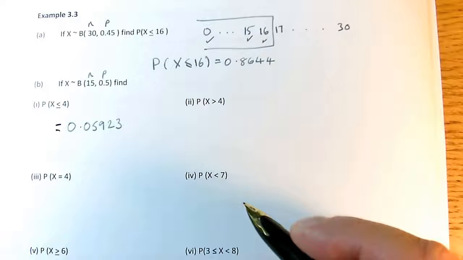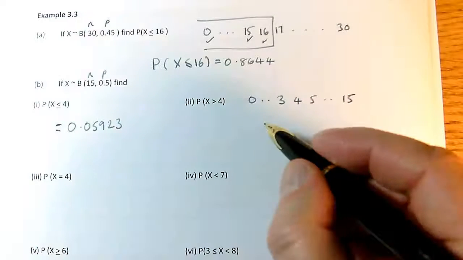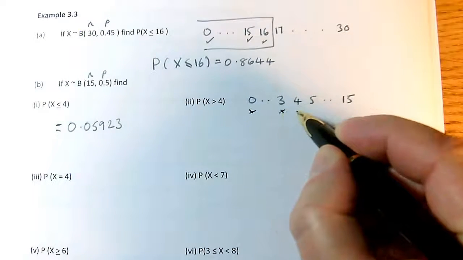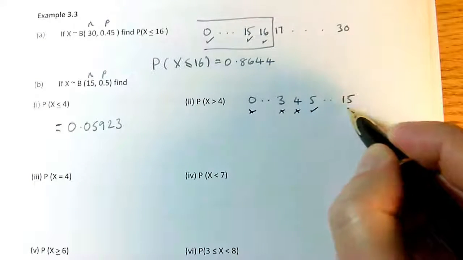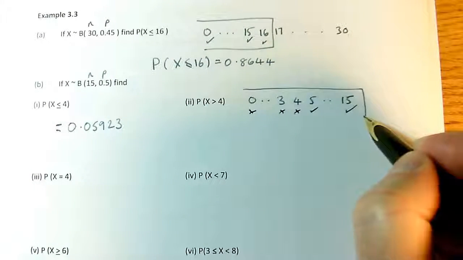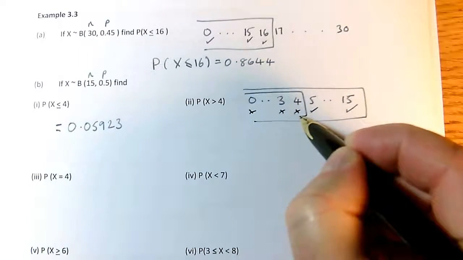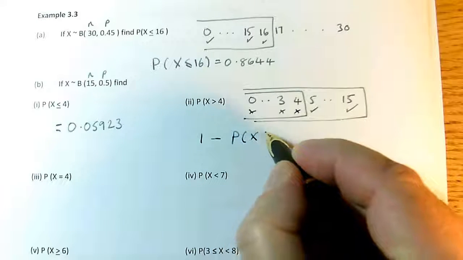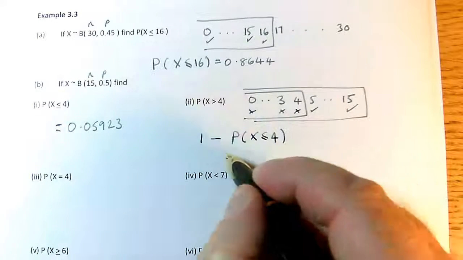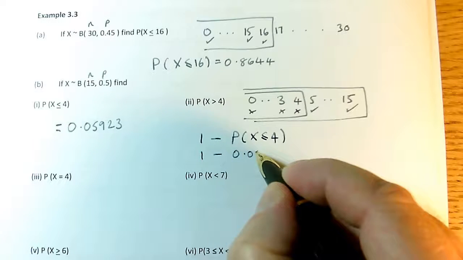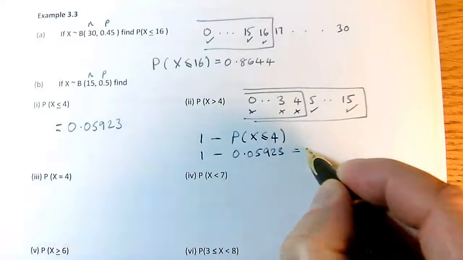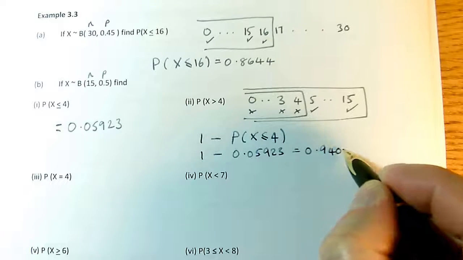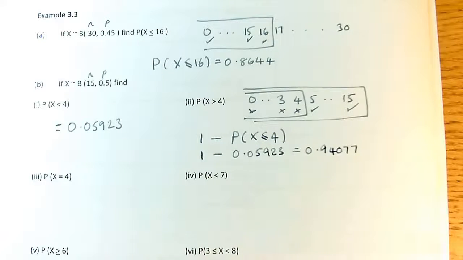So if you haven't started trying these on your own yet, do that. Make sure you start each one with a diagram. Say for x greater than 4, can't be this, can't be this, can't be 4 because it's strict, can be any of these. Inclusion box, exclusion box. The inclusion box has got everything, so it's 1 minus the probability of x being less than or equal to 4, which is 1 minus, we've got this one already. So the answer is 0.94077.